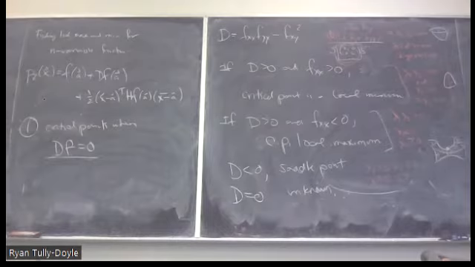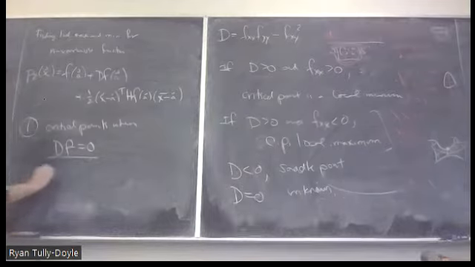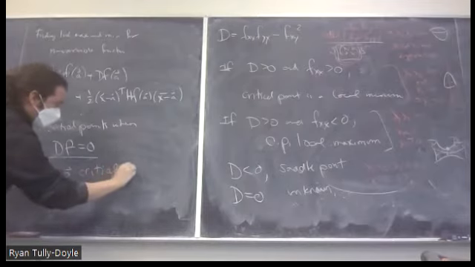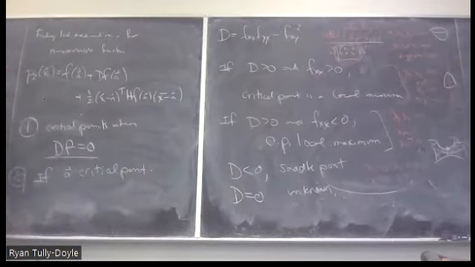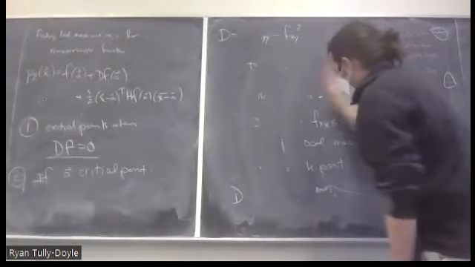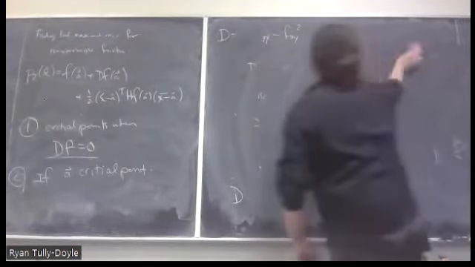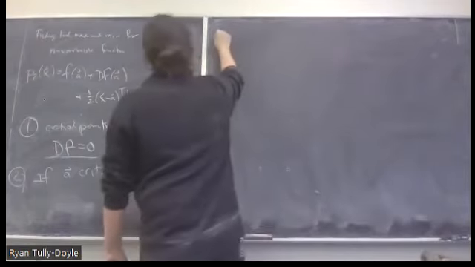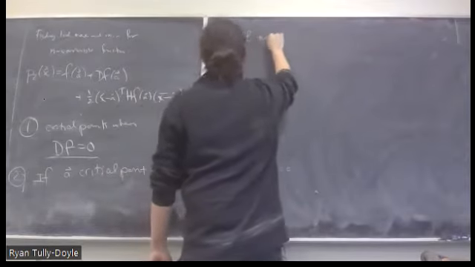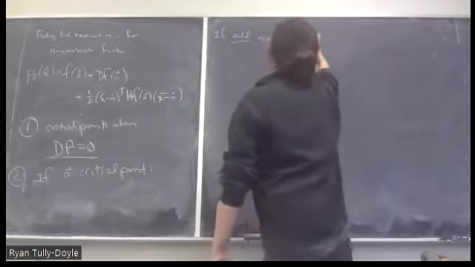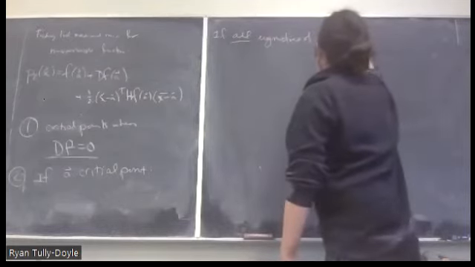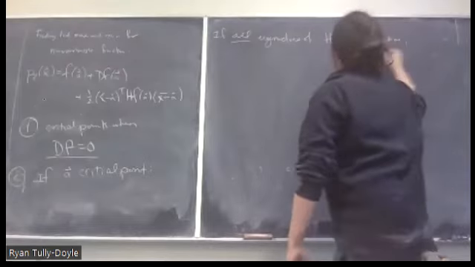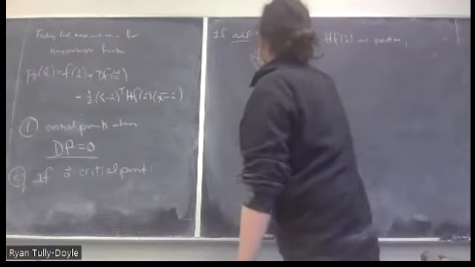2, if A is a critical point, we have three cases, just like these. If all of the eigenvalues of Hf at A are positive, then the surface is concave up in every direction, and you're at a local minimum.